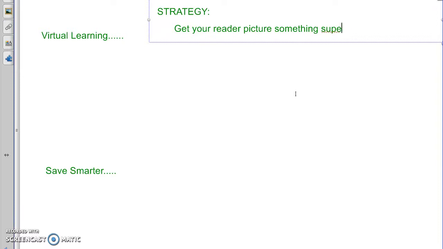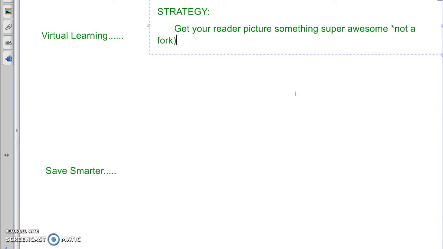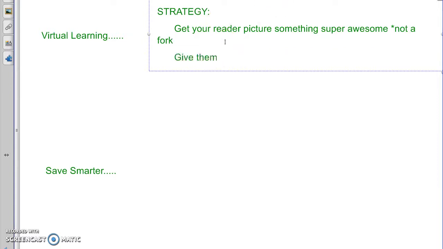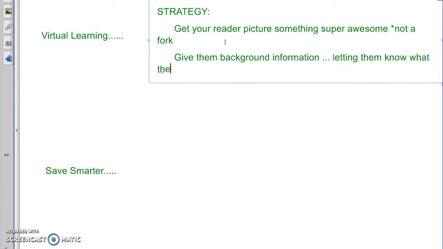Super awesome. Not a fork. Not a fork. Right? And then give them background information, letting them know what the whole article is going to be about.